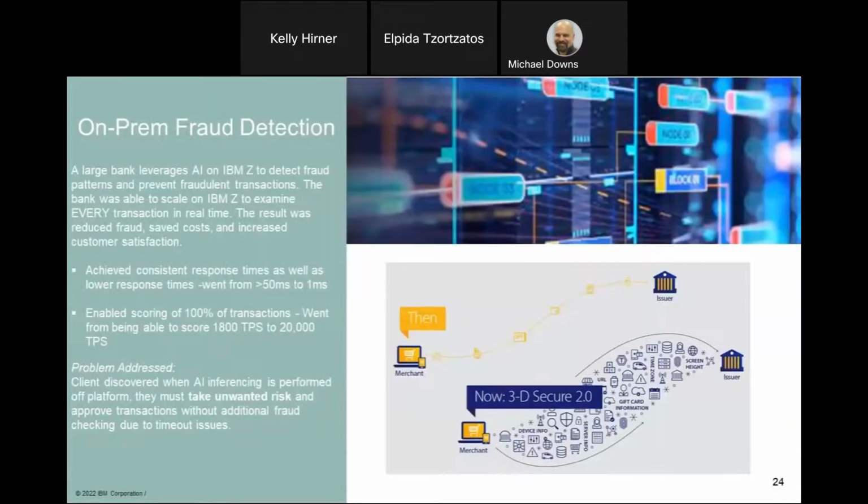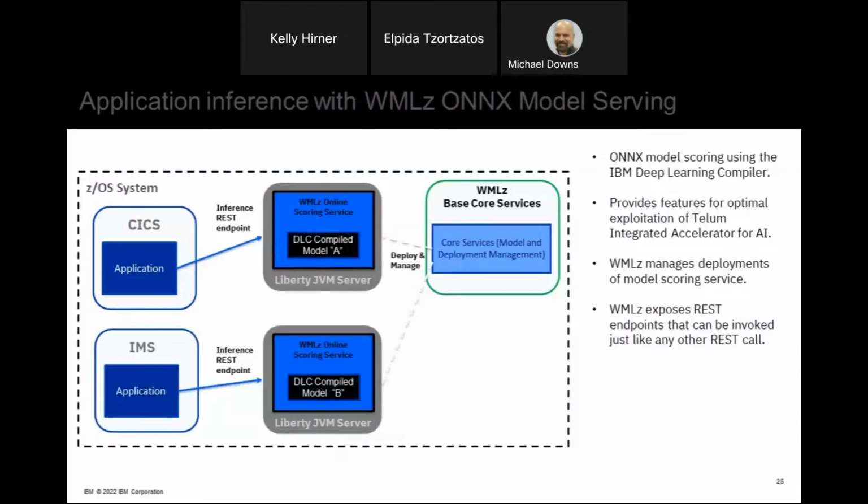If we look at this fraud detection use case for the credit card authorization application that I talked about earlier, you can see that this client used, for their credit card applications, a CICS application environment, and they leveraged Watson Machine Learning for z/OS, where they deployed the model, and Watson Machine Learning for z/OS set up the scoring engine, the inference program, and also set up a REST API endpoint that the application then can call.